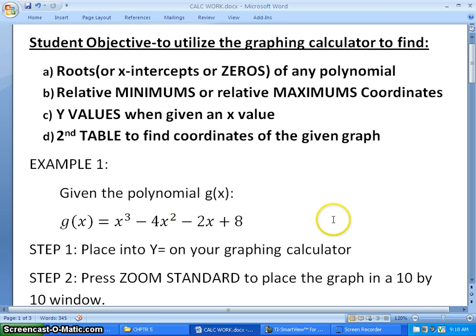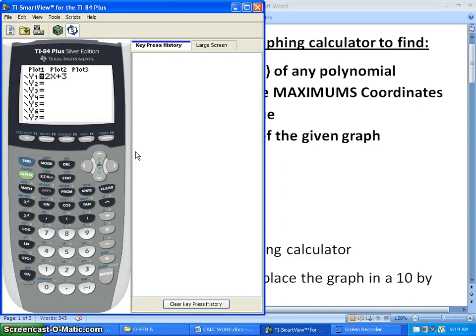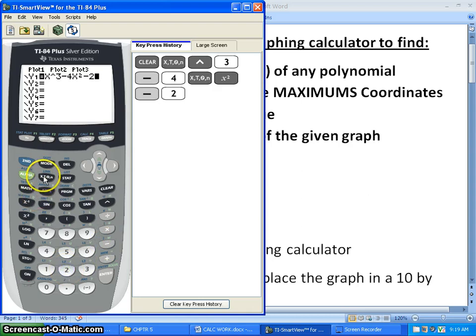So example 1 I have below right here: x cubed minus 4x squared minus 2x plus 8. We should get our graphing calculator and carefully type that in. At any time during this presentation, just pause your computer if you need to write down something or do something on your calculator. So I'm going to clear off my calculator and carefully type in the function. I have x cubed minus 4x squared minus 2x plus 8.